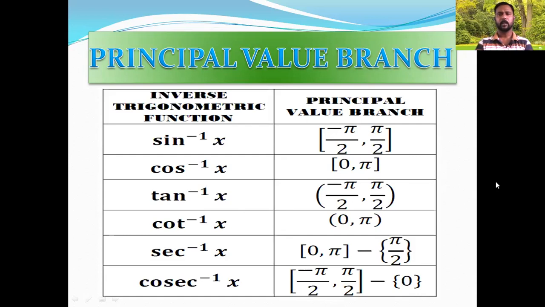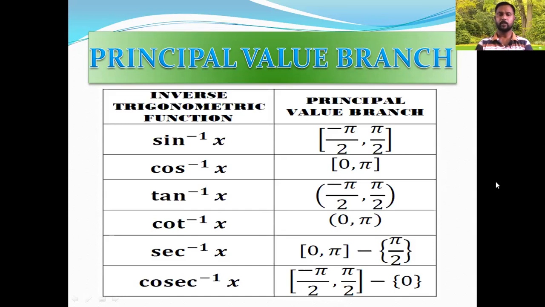The next one can be the closed interval pi by 2 to 3 pi by 2, then the closed interval 3 pi by 2 to 5 pi by 2, etc. But the given interval, closed minus pi by 2 to plus pi by 2, is known as the principal value branch of sin inverse x. That of cos inverse x is the closed interval 0 to pi. The principal value branch of tan inverse x is the open interval minus pi by 2 to plus pi by 2, under the condition that at x equal to pi by 2, tan is not defined. Cot inverse x, open interval 0 to pi. Sec inverse x, closed interval 0 to pi except the value pi by 2, because sec pi by 2 is not defined.